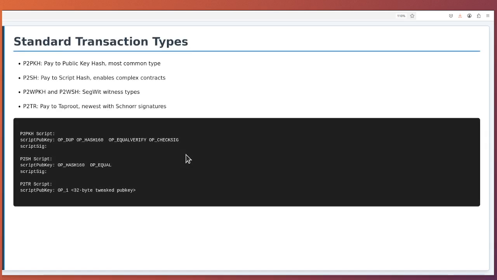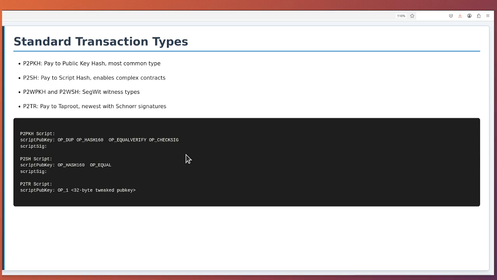Standard transaction types. Bitcoin script's flexibility allows for infinitely many possible scripts. However, in practice, the network standardizes on several common transaction types for security and efficiency. The most prevalent is pay-to-public-key-hash, or P2PKH, which we discussed earlier. This requires the spender to provide a public key matching a specified hash and a valid signature. About 40 to 50% of Bitcoin transactions historically use this format.